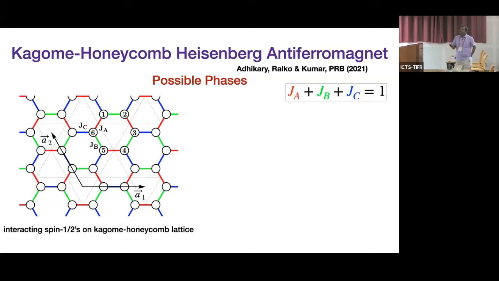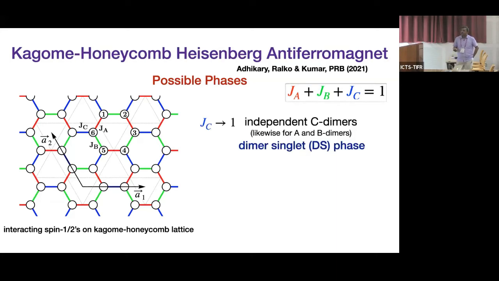So this is just to choose some convenient calculational units. So my JA plus JB plus JC is 1. And now let me think about some limiting cases. In fact, it's always good to think of limiting cases first and then build a theory around them. And let us see if those limiting cases have some element of truth in them.